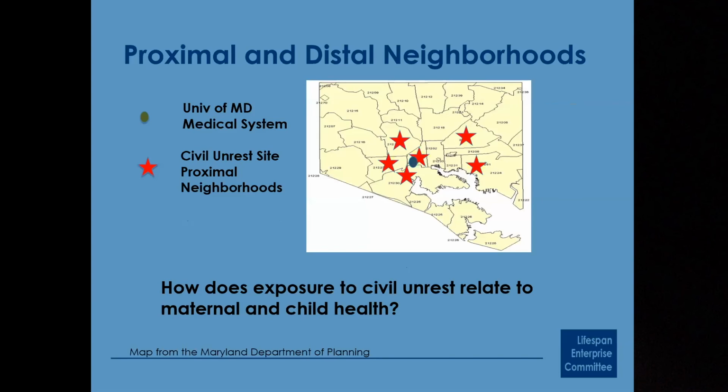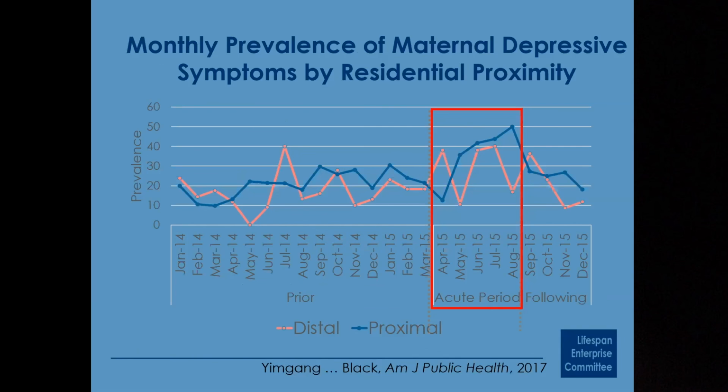And the families who receive services, who live in these communities, bring their children to the University of Maryland. We collect data all the time. So we had data before the incident, during the incident, and after the incident. So the question was, how does exposure to civil unrest relate to maternal and child health? So we were able to look at the data the entire year before the event occurred, and then we could look at it in the red box during the immediate aftermath of the event, and then we could look at it following the event.